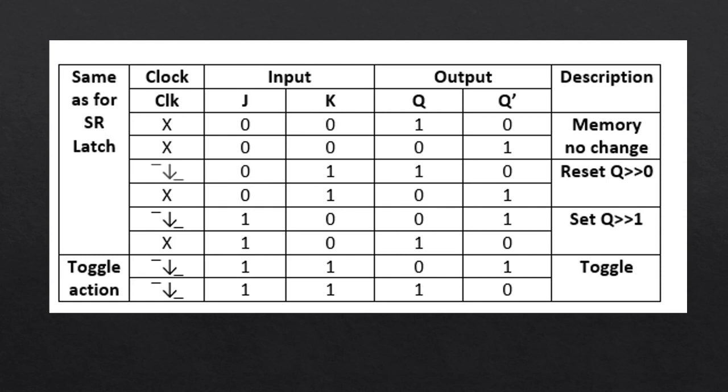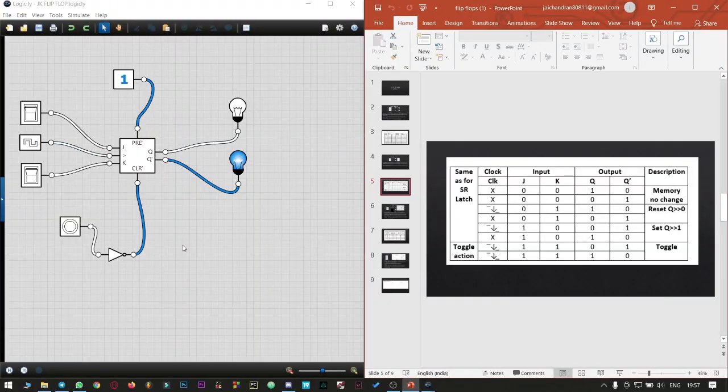Here we have the truth table, which has the clock pulses, and as we said, we also have the toggle action in the truth table. We have the inputs J and K, and we have the outputs Q and Q dash. Now let us take a look at the simulation of the JK flip-flop. As we can see, we have two switches, a clock pulse, and 2 bulbs to indicate the state of the output, and we also have a NOT gate connected to another clock pulse. So that's the simulation for the JK flip-flop.